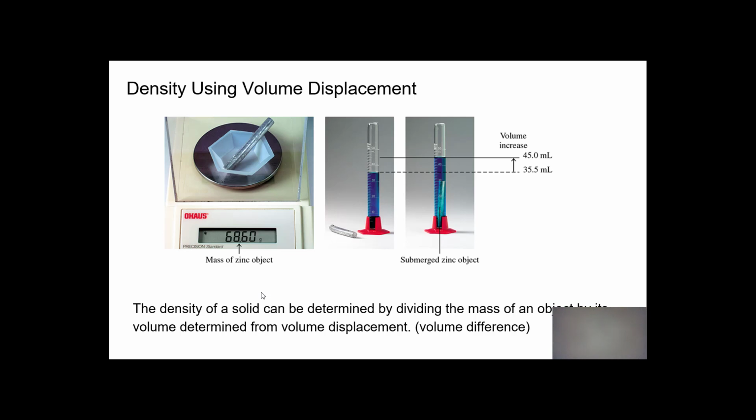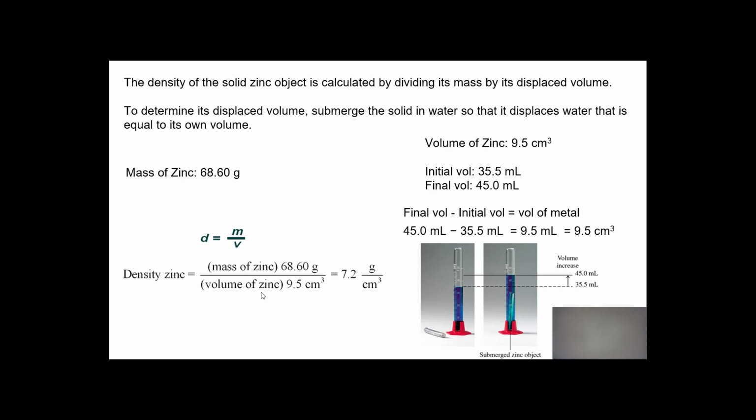This is a good thing to use for substances that can't be measured in the same way as other items where it would be easy to determine the volume. So this is volume difference, or volume displacement. The density of a solid zinc object is calculated by dividing its mass by its displaced volume, not the volume, but its displacement. To determine its displaced volume, submerge the solid in water so it displaces water equal to its own volume. So here we have to do an additional step. We need to know the volume that was displaced.